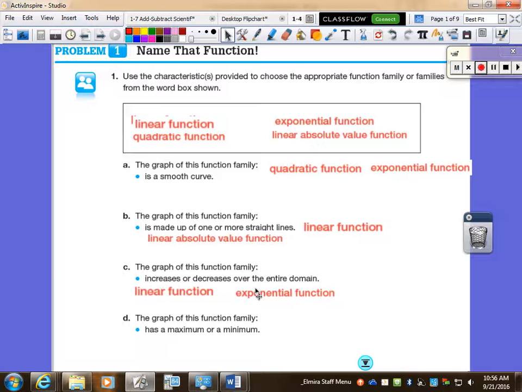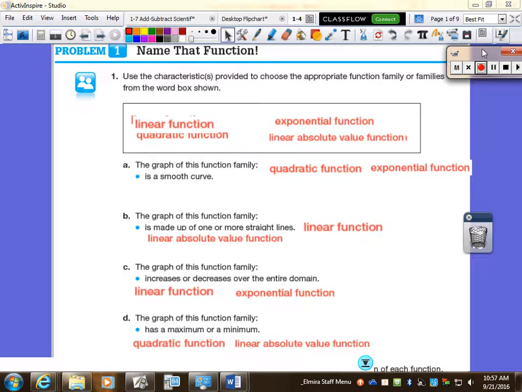The graph of this function family has a maximum or a minimum. Pause. Look in your chart. That's going to be quadratic and linear absolute value.